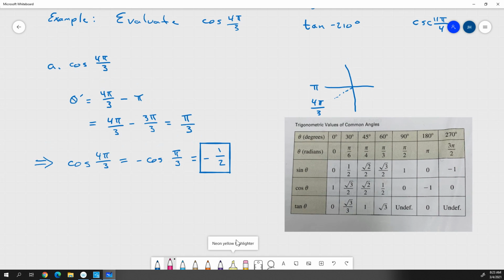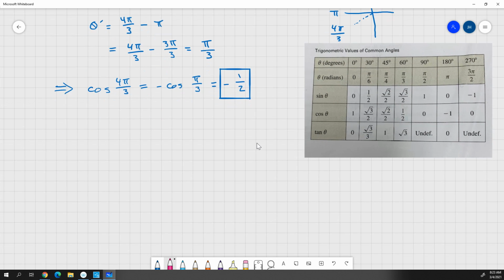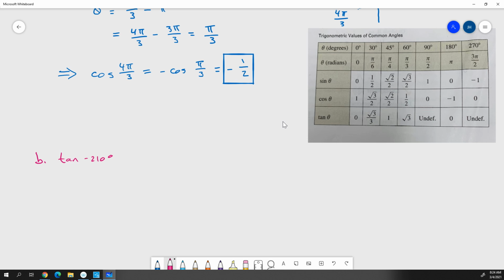So let's look at our next one. Our next one is going to be tangent of negative 210 degrees. So let's look at B. B is going to give us tangent of negative 210 degrees. This time we aren't working with pi, right? We're working in terms of degrees.